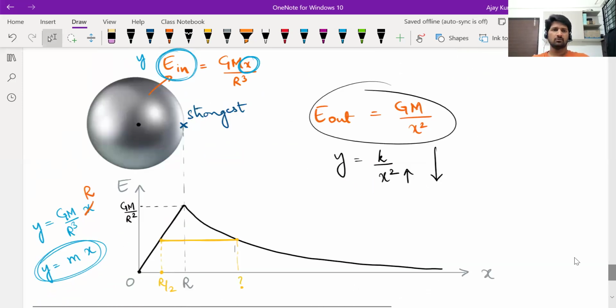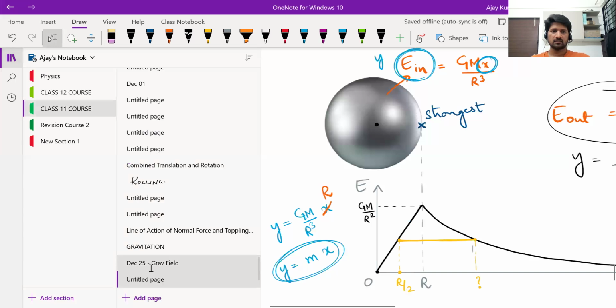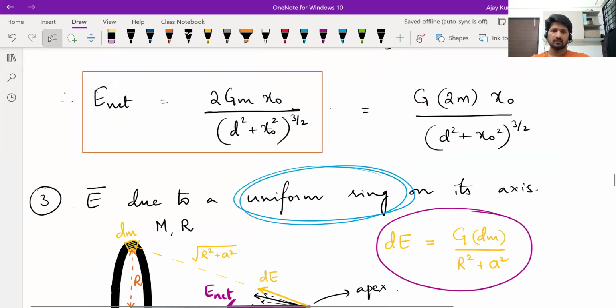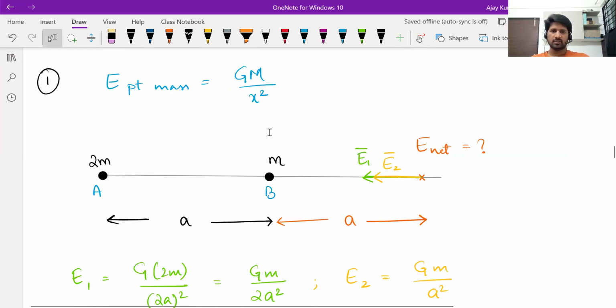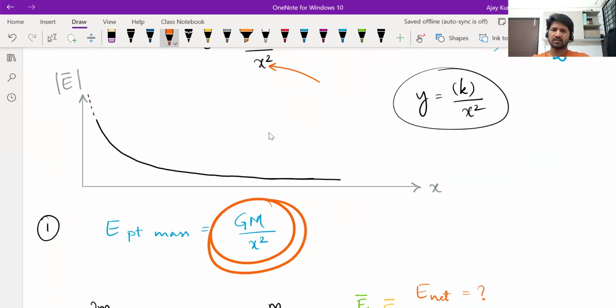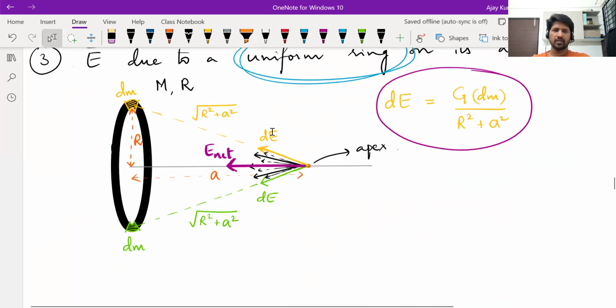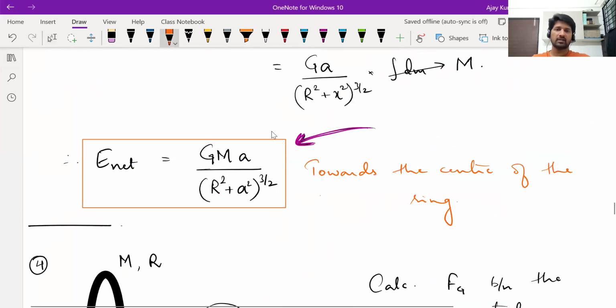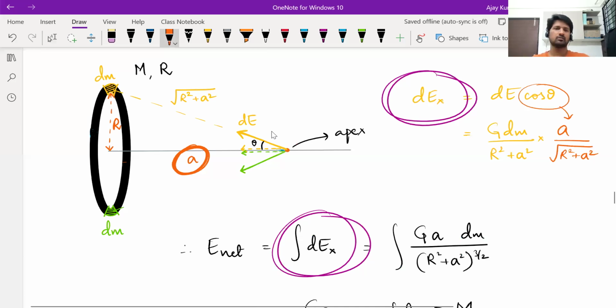So let's quickly go through all the field formulas that we discussed. The gravitational field produced by a point mass at a certain distance x from it is GM by x square. Direction will be towards the point mass. Next, the gravitational field produced by a ring on its axis is GMa divided by (r square plus a square) whole power 3 by 2, where a is the distance at which you found out the field. Point mass formula, ring formula, hollow sphere, solid sphere, you are supposed to remember.